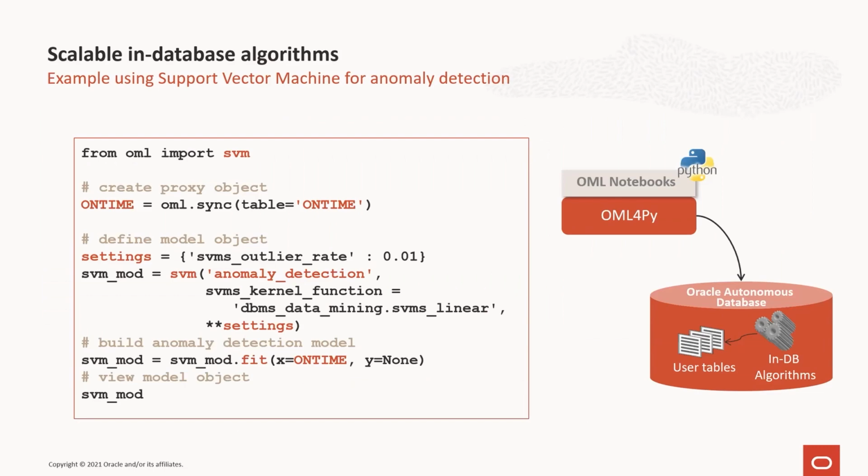In this example, we illustrate using the in-database support vector machine algorithm. After importing SVM from the OML package and getting our proxy object, we specify the desired outlier rate in the dictionary variable settings. In the SVM function, we specify that we want to do anomaly detection, that we want a linear kernel, and then we pass the settings. Anomaly detection uses the special one-class support vector machine algorithm, and the outlier rate indicates our selectivity for anomaly detection. We then invoke the fit function to train the model and view the model details by displaying the result object.